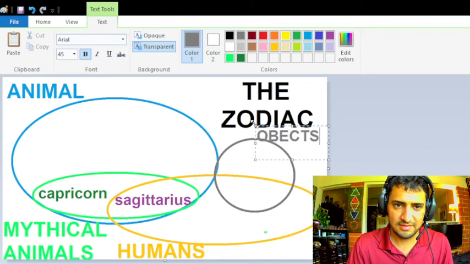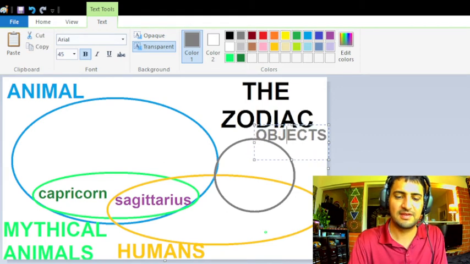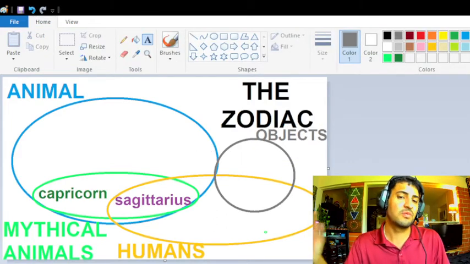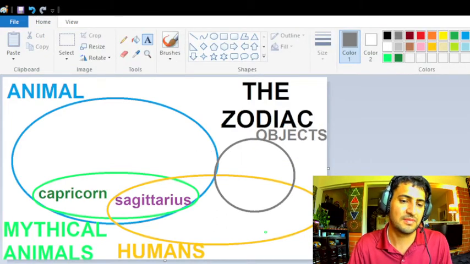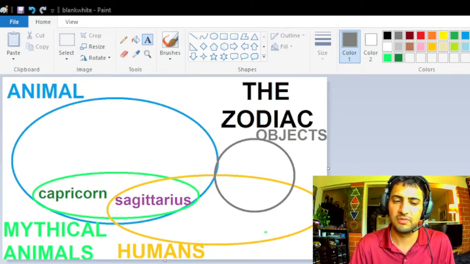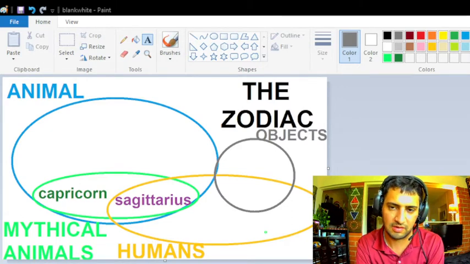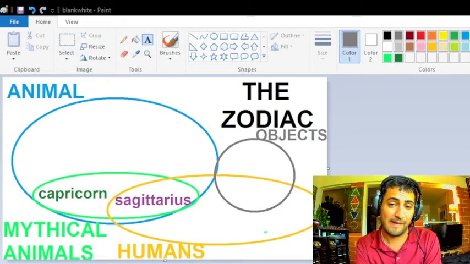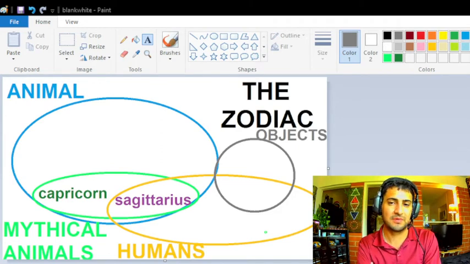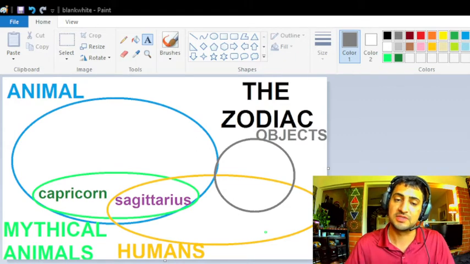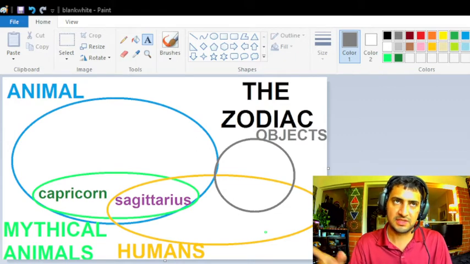And I spelled objects wrong. Can anyone tell me what sign? There's only one sign that is just represented by an object, I would say. I mean, there's maybe kind of two, depending on how you look at it. One is kind of debatable. That's why I made a transition or an overlap between objects and humans. But what is the one sign that is always just represented as an object?